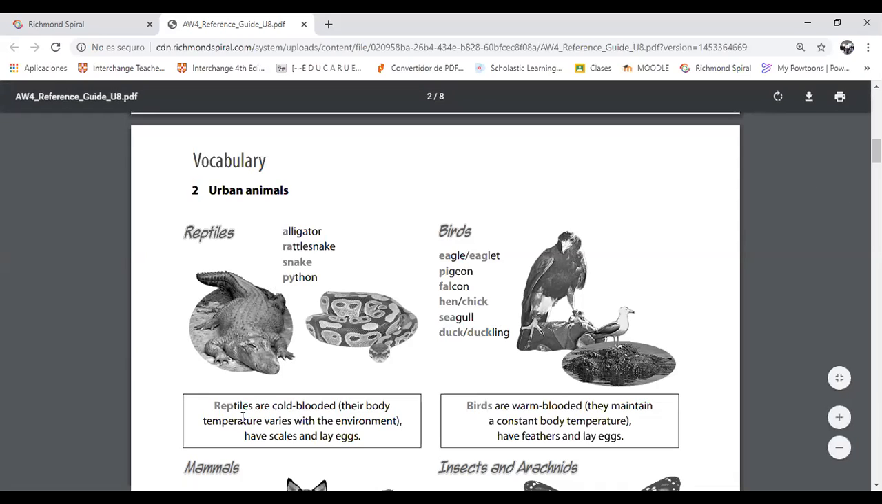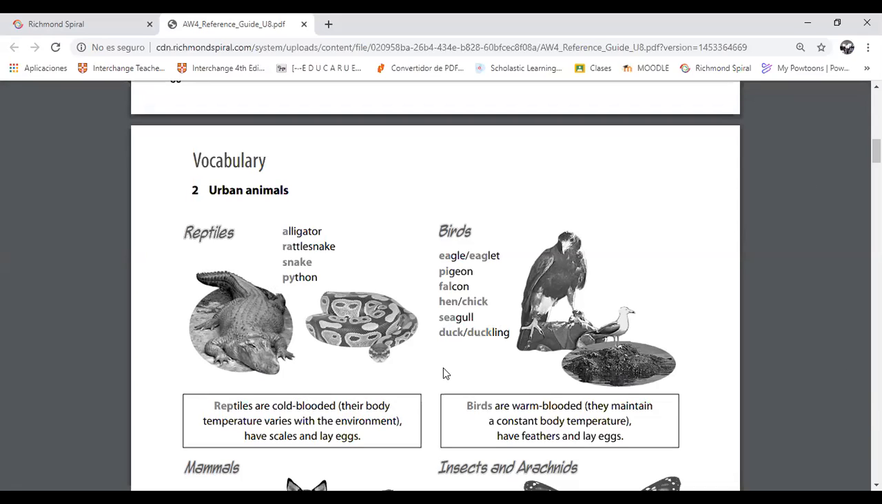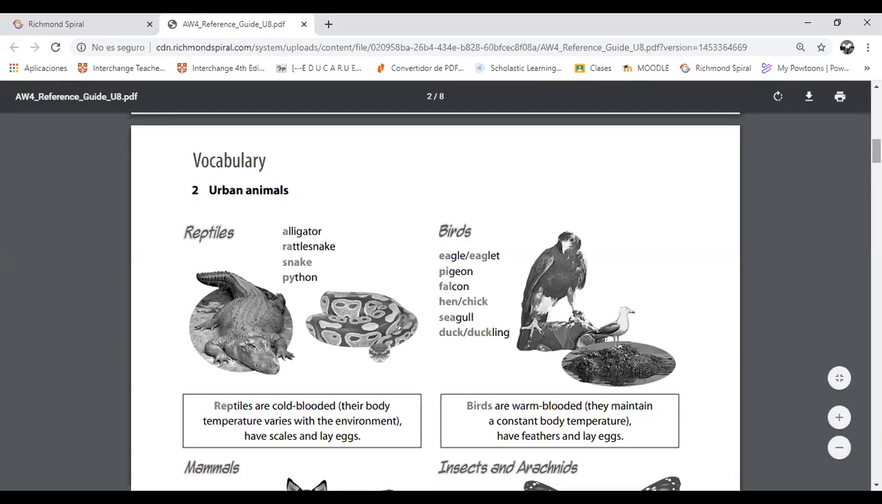Let's continue. Right here on the bottom. Reptiles are cold-blooded. Their body temperature varies with the environment. They have scales and lay eggs. Oh, this is very interesting. They are cold-blooded. They are probably really mean. Okay, birds are warm-blooded. They maintain a constant body temperature, have feathers, and lay eggs. Very interesting.